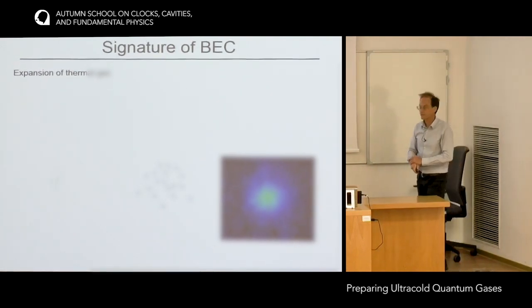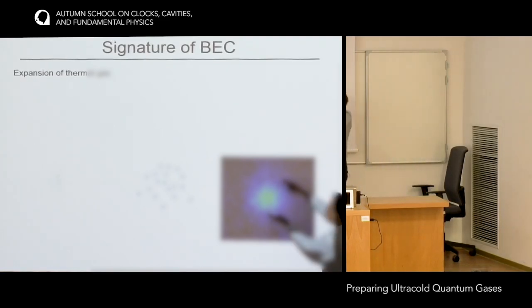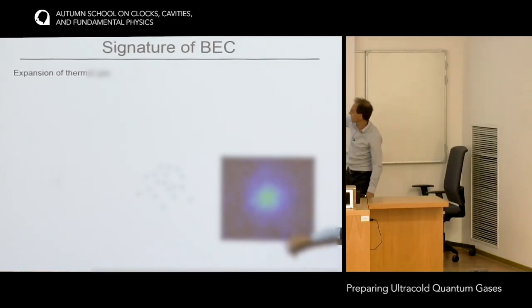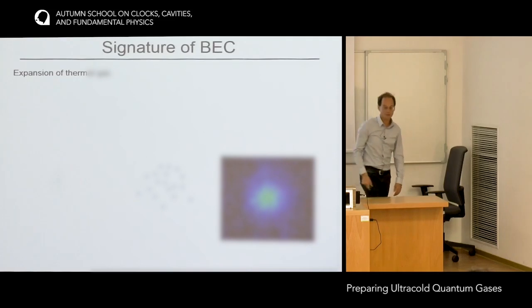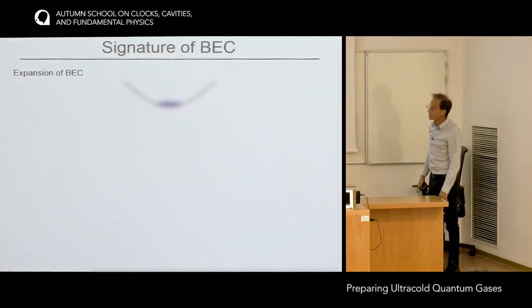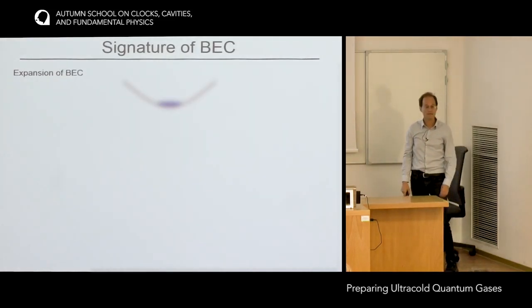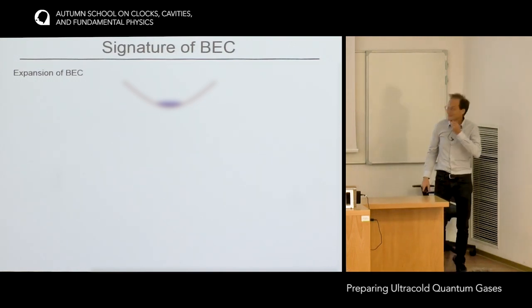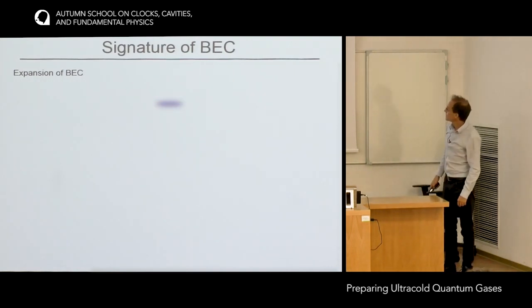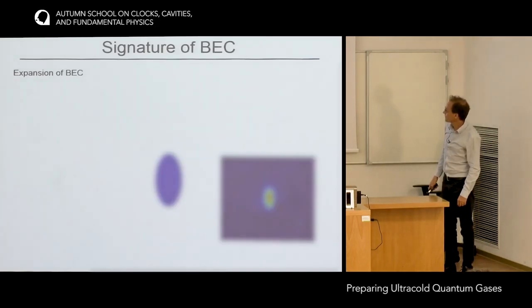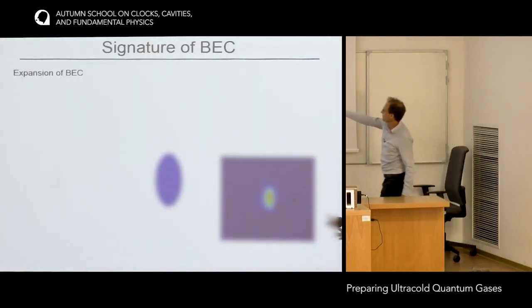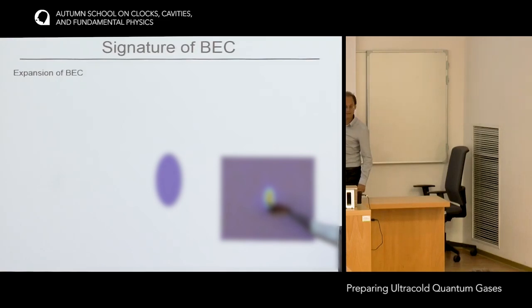A Gaussian distribution. And from the widths here, I can read off the temperature of the cloud. And from the integral, I can calculate the total atom number. Now let's do the same thing with a Bose-Einstein condensate. And that will behave very differently. So if I let a BEC expand, it looks at the end like this here.